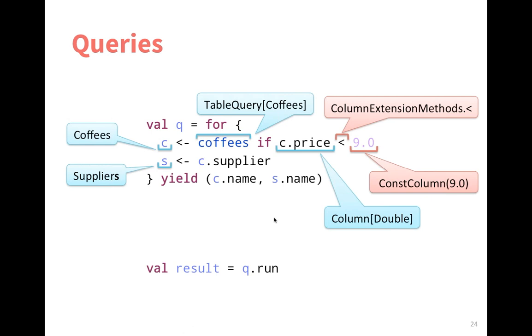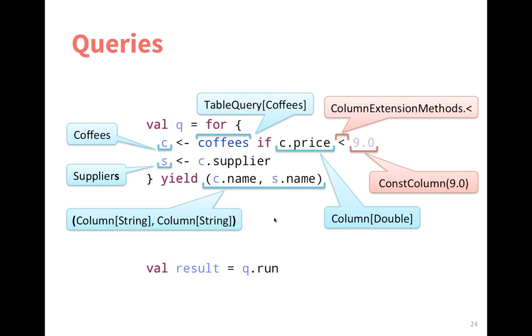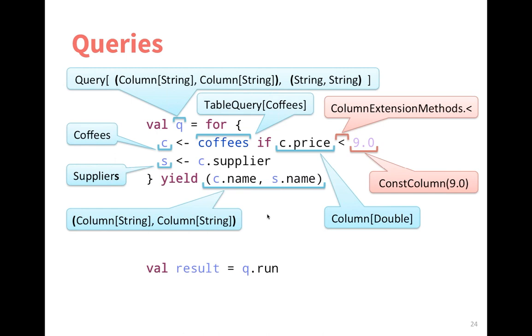And now in the yield clause, this is pretty much as expected. We get a column of string and another column of string, and we wrap them into a tuple. This gives us the correct type for our query, which is a query with a rather long type consisting of two parts. There are two type arguments here. The first one is just the same one as down here. It's a tuple of column of string and column of string. And the second one is computed automatically from that.